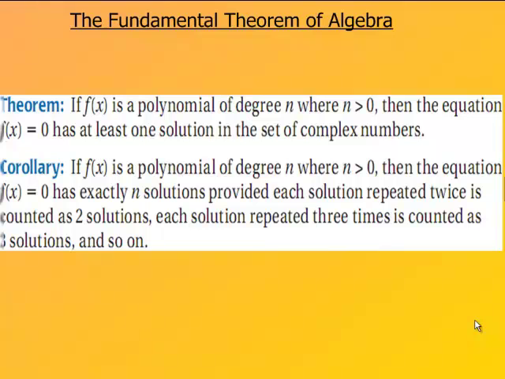There's a corollary to that, which simply states that if f of x is a polynomial of degree n, where n is greater than 0, then the equation f of x equals 0 has exactly n solutions, provided that each solution repeated twice is counted as 2 solutions, each solution repeated 3 times is counted as 3, and so on. So basically what the corollary is saying is whatever the degree of your polynomial is, that is going to be the same as the number of solutions you have. So if you have the 5th degree, you'll have 5 solutions. So let's look at an example.